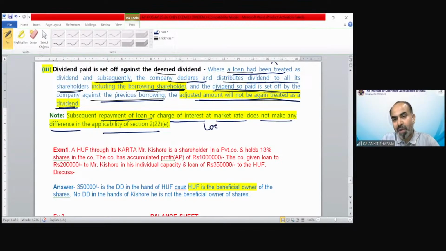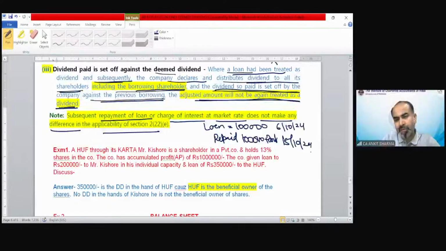Suppose the company provides you a loan of 1 lakh rupees, and suppose this has been done on 6th October 2024. After 1 week, you repay the whole loan with interest, 1 lakh plus interest, suppose on 15th October 24. Still this 1 lakh would be treated as your deemed dividend for this year. So the repayment of the loan would not change the applicability of section 2(22)(e).